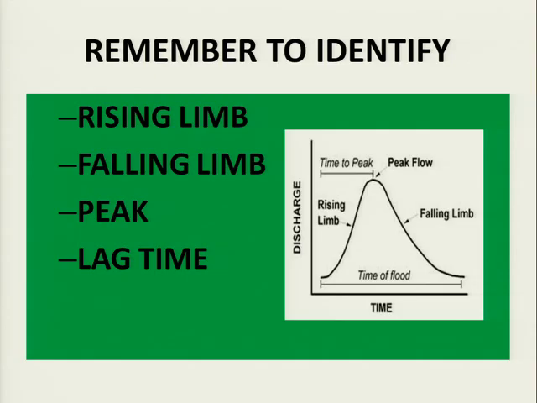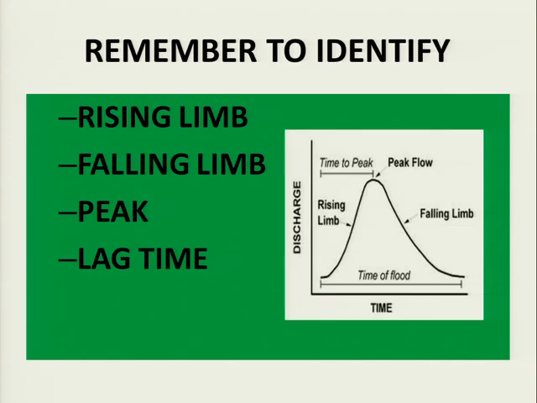Now, there are 4 very important features to identify on a flood hydrograph. And if you know these 4, and if you know how to read them and interpret them, you will see that flood hydrographs are actually very easy. The very first thing that we have to remember is the rising limb of the flood hydrograph. Now the rising limb, you will see on the picture, is the left-hand side. That is for the river to go into flood. How fast did the water rise?